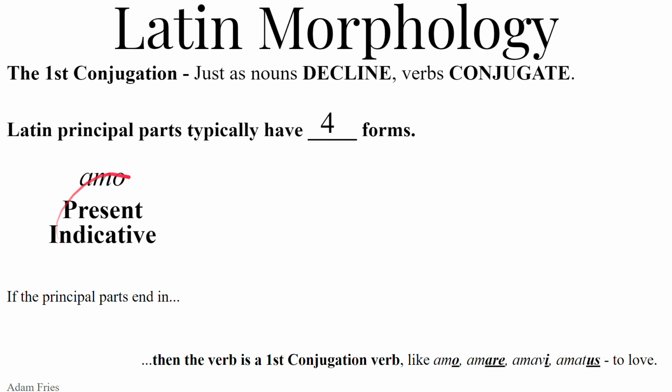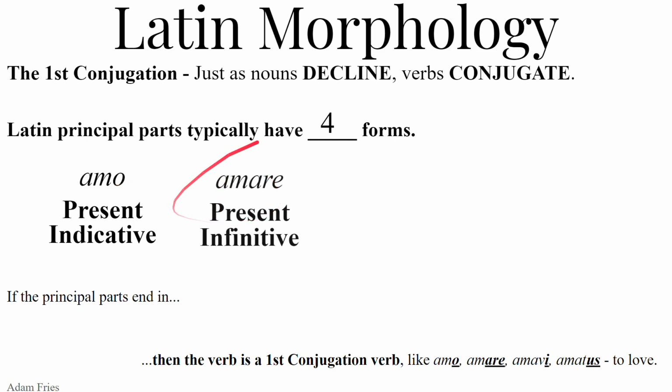Now this is like English present indicative, only this is the I form, first person singular I form. So amo means I love, present indicative. Then the second principal part, that's the present infinitive. So put a to in front of it, like in English. To verb, to love. Amare means to love. So amo, I love. Amare, to love.